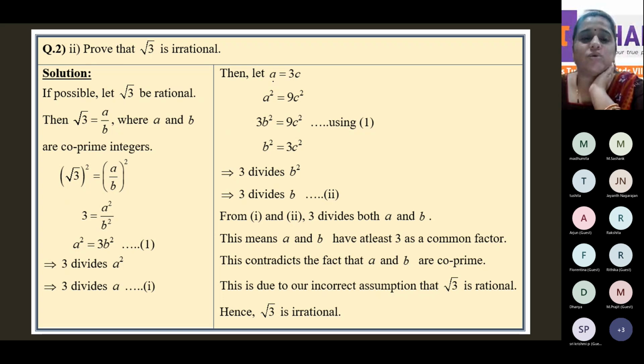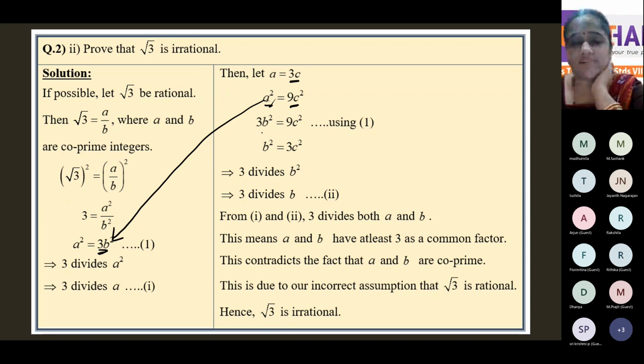So here, when you square on both the sides, you'll get A square is equal to 3C into 3C. 3C into 3C is 9C square. And then this A square you should replace with 3B square. A square is equal to 3B square. So 3B square is equal to 9C square. Then this 3 will come here for division.